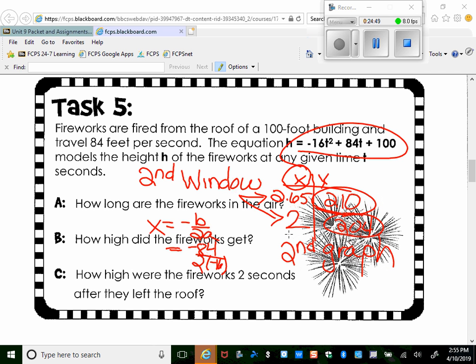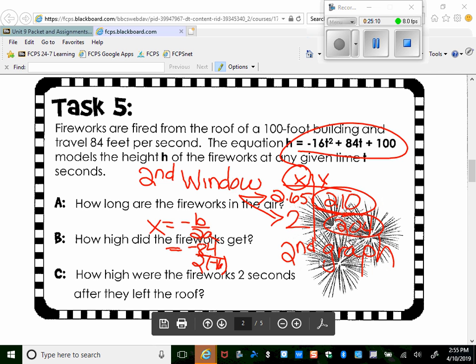All right, we're going to do another word problem. Task A says how long the flight took. So that means when it hits the ground. If it says how long is it in the air, it's the same thing as when it hits the ground. How long does it take to hit the ground?